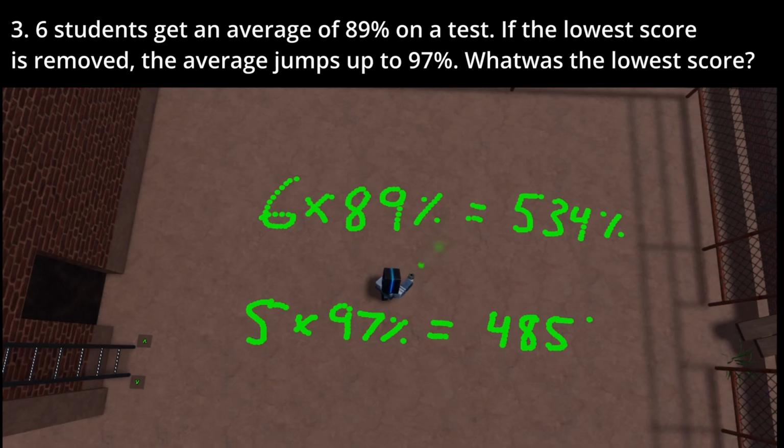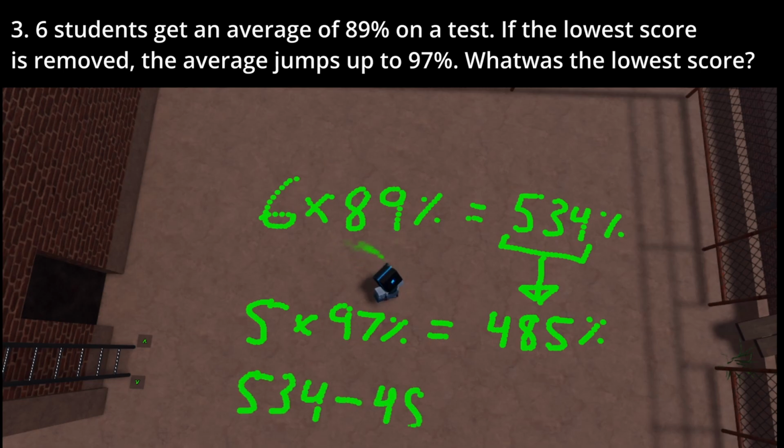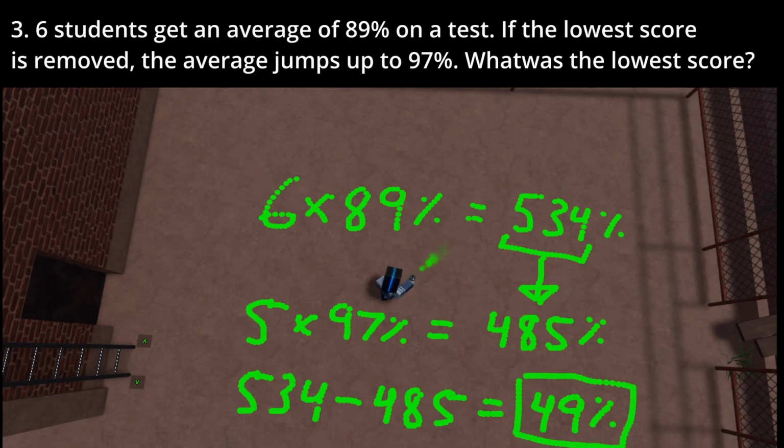How can I use this to solve the problem? Well, think about it. I just removed the lowest score from the test. When I remove the lowest score from the test, our sum goes from 534 to 485. Therefore, the lowest score is just the difference between those two sums. So let's just do 534 minus 485. And if you do that, this is equal to 49%. Therefore, the lowest score on this exam, across these 6 students at least, was a 49%.